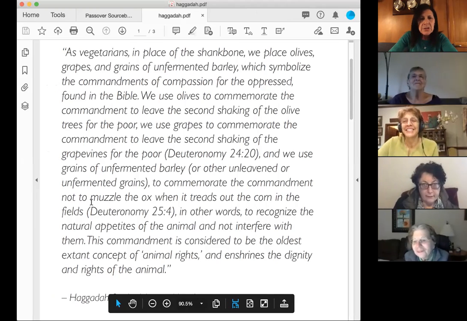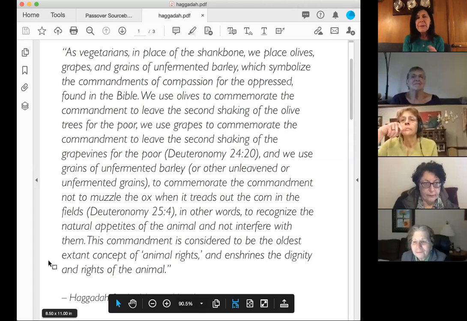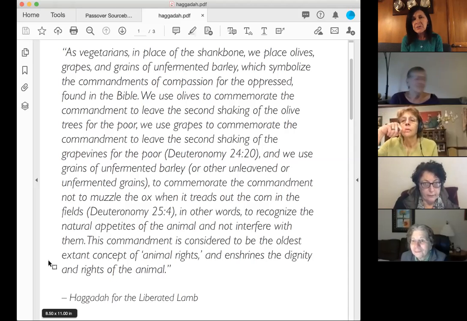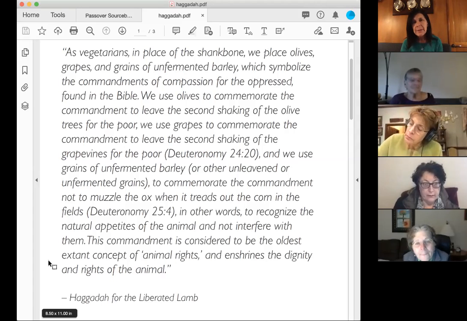Okay, great. So we read this and we put, people use all kinds of different stuff. You can place, like this says, olives, grapes, and grains of unfermented barley, and I'll read why. Some people put all kinds of different stuff that would represent to them a Passover offering. So as vegetarians, in place of the shank bone, we place olives, grapes, and grains of unfermented barley, which symbolize the commandments of compassion for the oppressed found in the Bible.